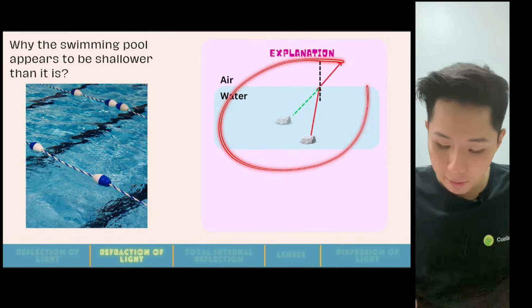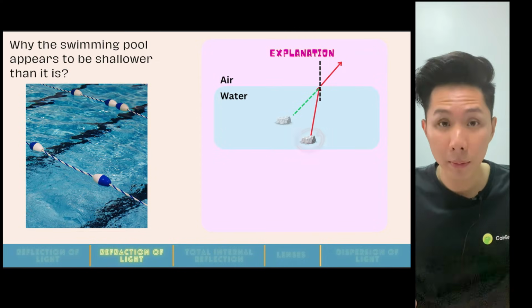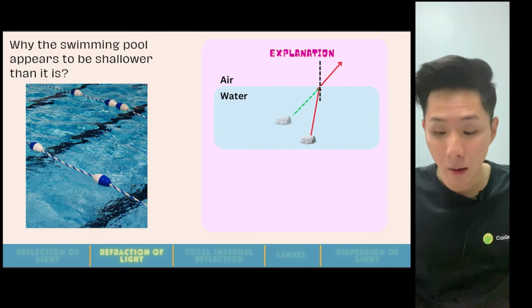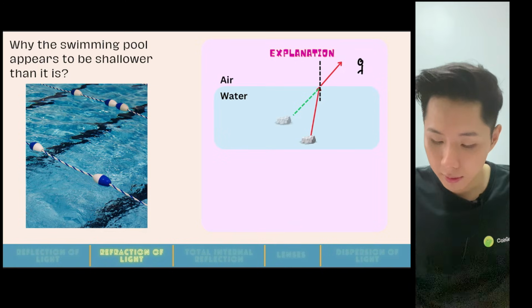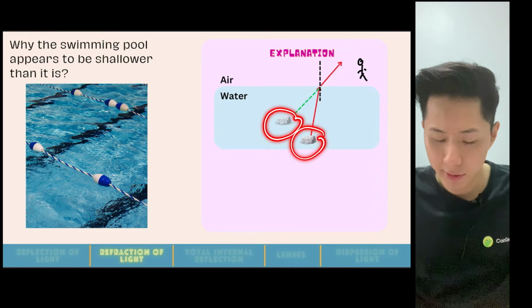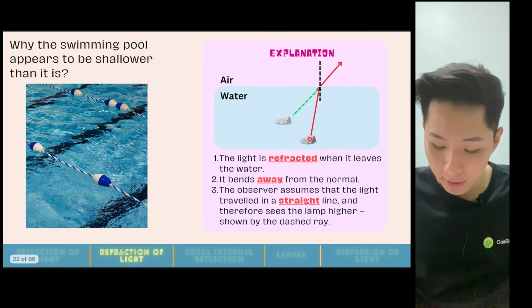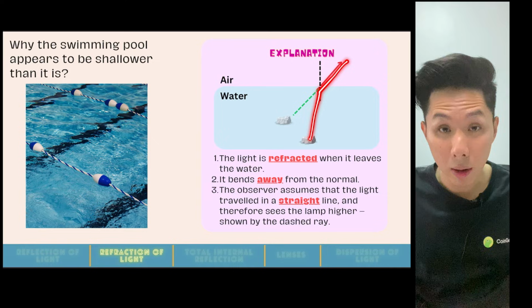So look at this ray diagram here. Just imagine that there's a stone at the bottom of the swimming pool. But if we were up here, what we're going to see is that the rock actually appeared here instead, not so deep. The reason to explain this is because light is actually refracted when it leaves the water.